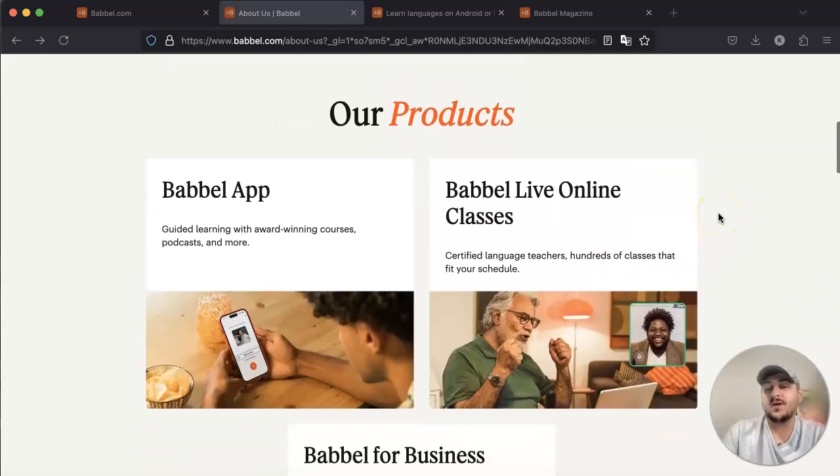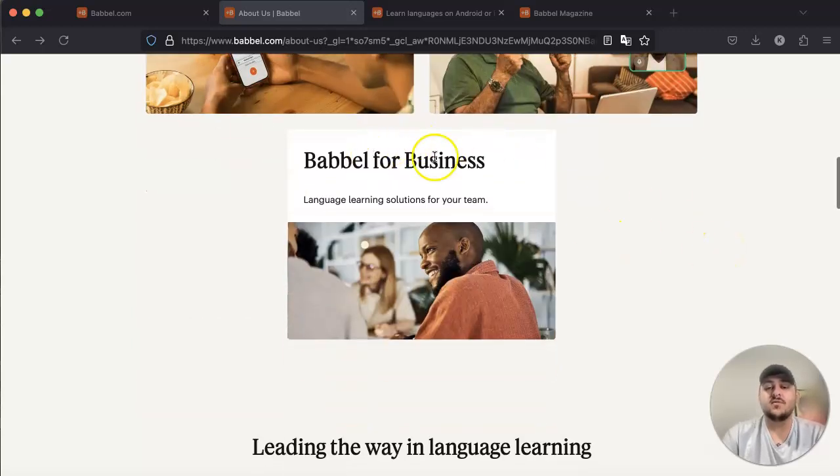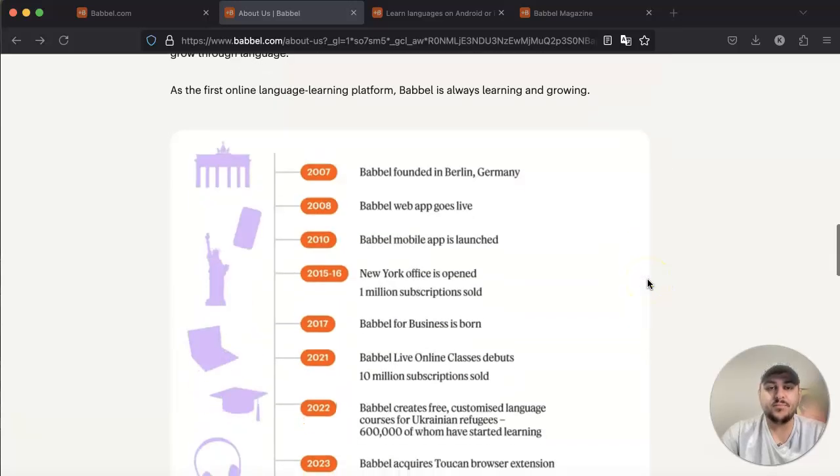So is it just web-based, or does it have an app? It does have an app. So if you are an Android or iPhone user, you can download the Babbel app and use it that way. It does have the online classes that are live. And then, of course, if you are using language for business, it would help with that as well. They have their own separate Babbel for business.